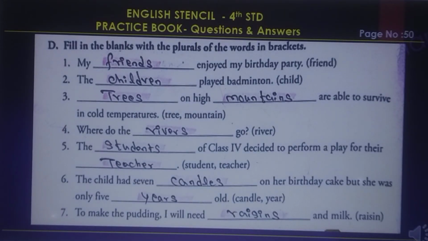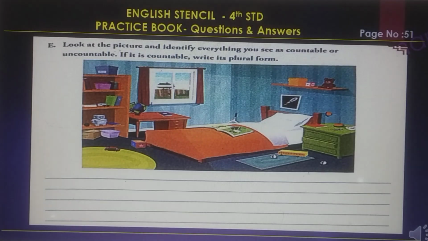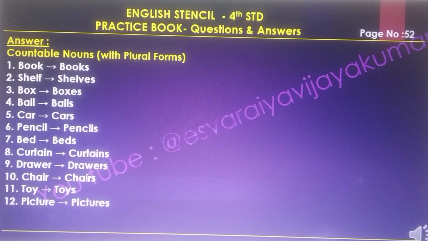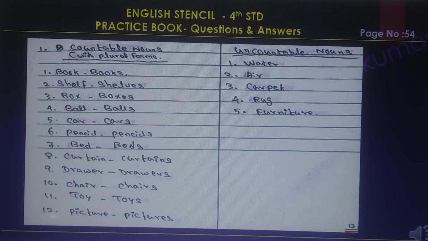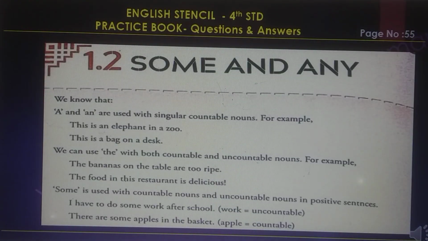Question number D, I have given the answers here in the same way. Based on the pictures, there are some objects, and we have the countable nouns: book, books, shelf, shelves, box, boxes, ball, balls, car, cars, pencil, pencils, bed, beds, curtain, curtains, drawer, drawers, chair, chairs, toy, toys, picture and pictures. And uncountable nouns: water, air, carpet, rug and furniture. The answers are given here on page number 13.